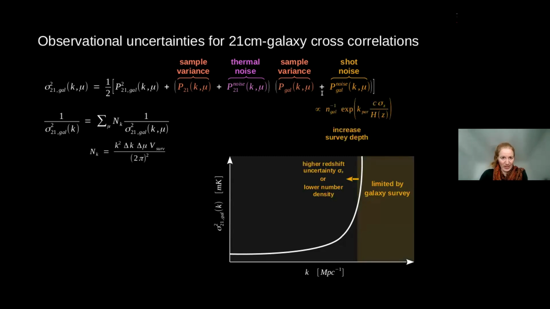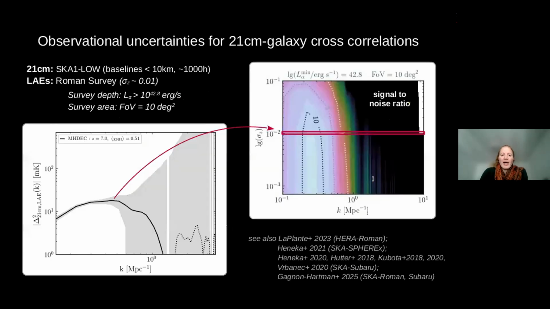First of all, if you look at the shot noise from the galaxies, we can see it scales with the number density of the galaxies. The higher the number density of the galaxies, the lower the shot noise. And similarly, the lower the redshift uncertainty, the lower the shot noise. So the lower the shot noise is, the more you can actually detect, or the lower your uncertainties towards larger k modes.